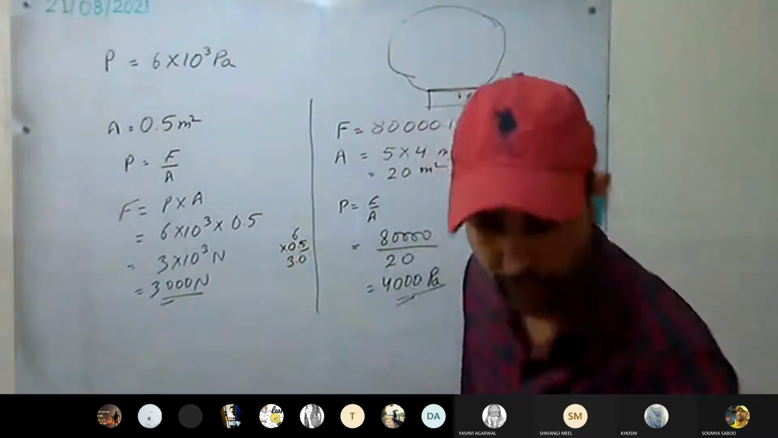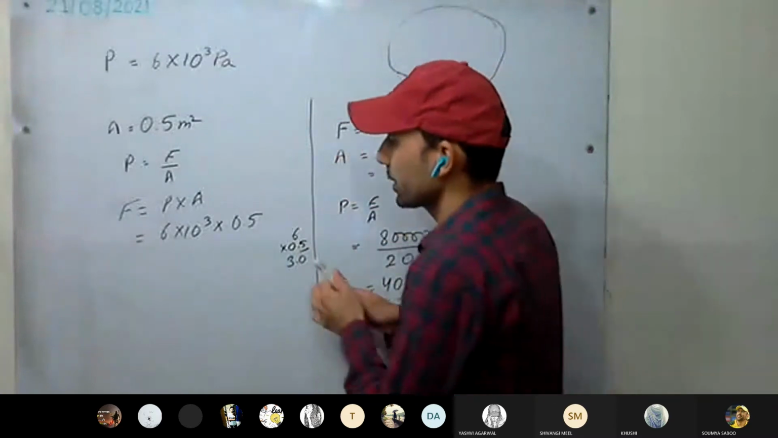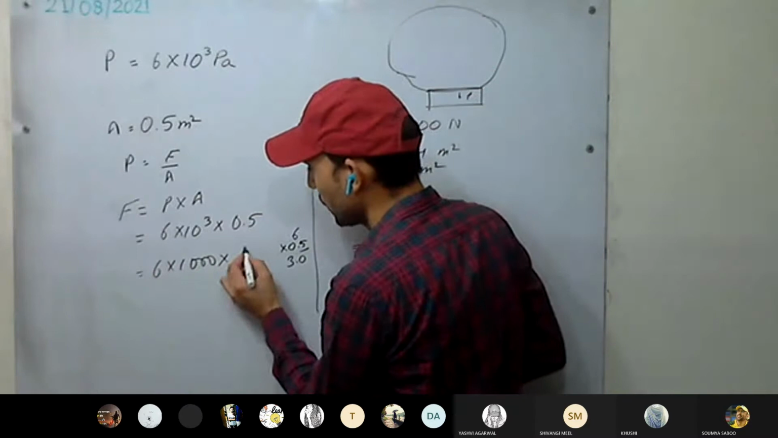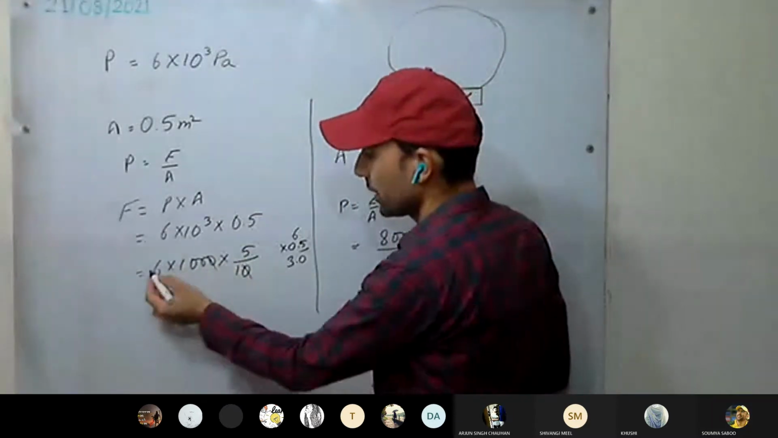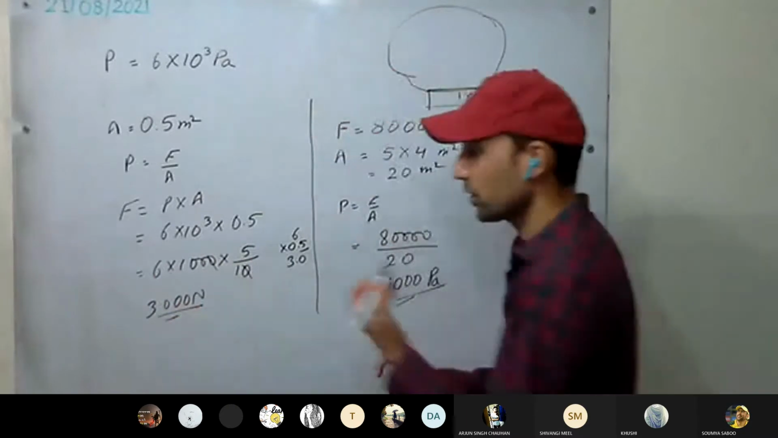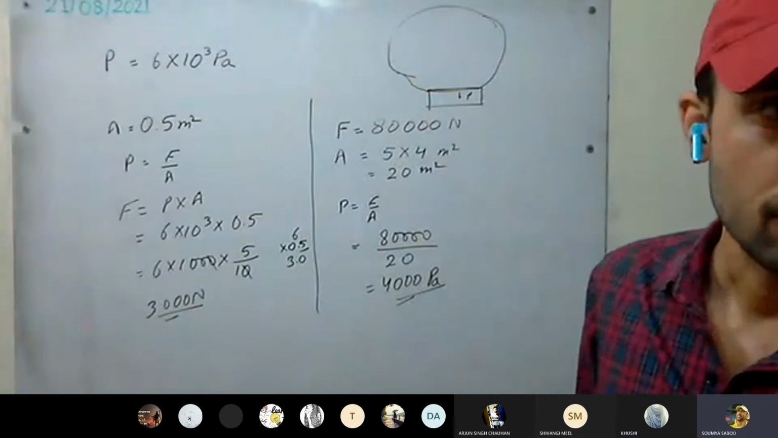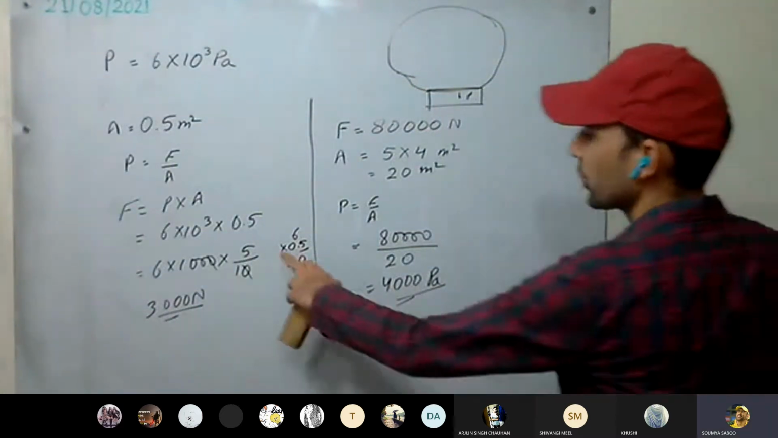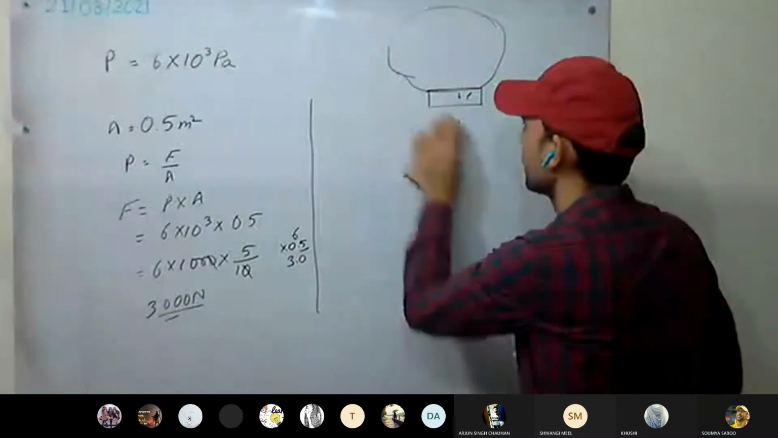Or you can do it this way as well. 6 into 1000 into 5 by 10. Okay, the zeros get cancelled. 6 fives are 30 and 2 zeros, Newton. Understood? This way as well you can do. 0.5 is 5 upon 10. So 6,000 into 5 by 10, you get 3,000 Newton. Okay. Try the next one.